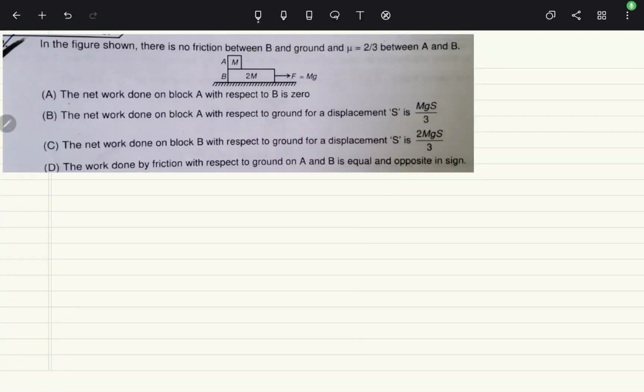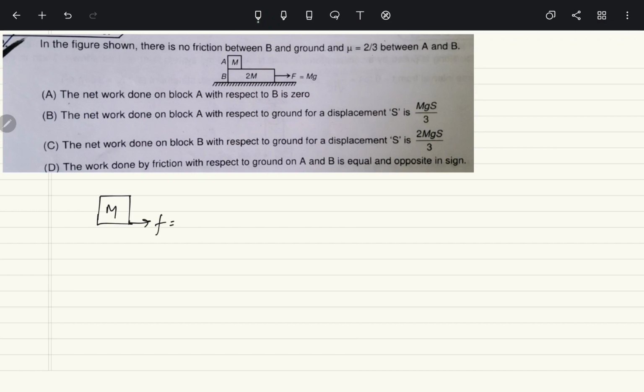Here there is no friction between B and ground, and mu is equal to 2 by 3 between A and B. Okay, so let's see what's the work done here. First we'll calculate the friction acting on A block. So the maximum friction which will be acting towards right.